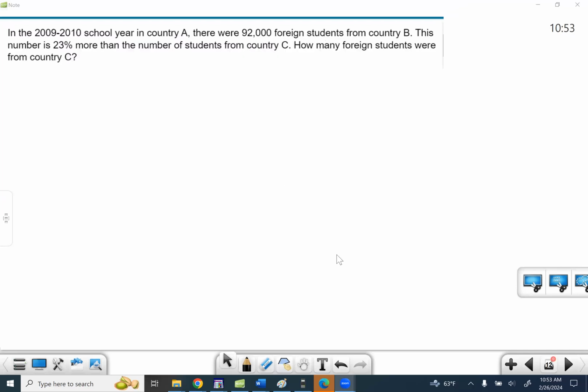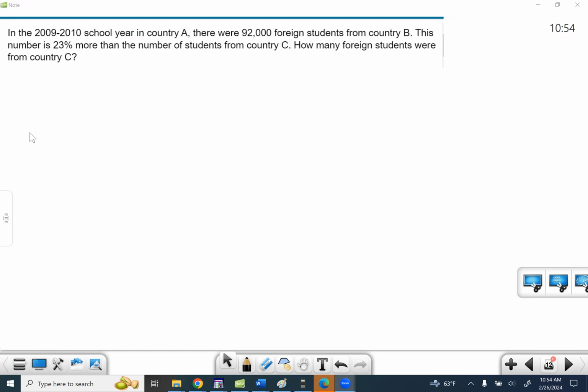All right, you guys, let's go ahead and tackle number 7 here. It says in the 2009-2010 school year in country A, there were 92,000 foreign students from country B. This number is 23% more than the number of students from country C. How many foreign students were from country C?